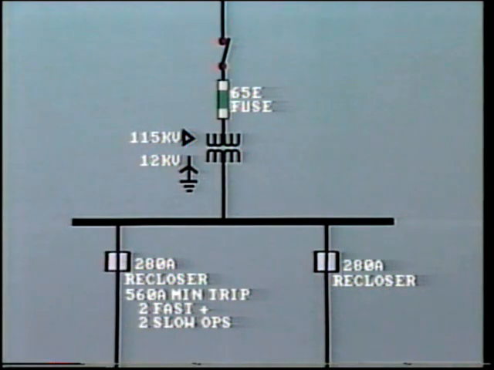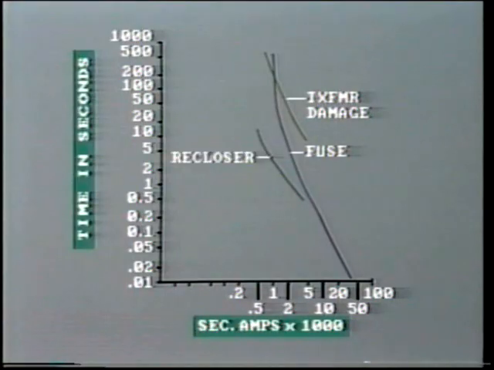Another arrangement here, commonly used on distribution circuits, shows the transformer secondary connected directly to the bus, which in turn feeds several feeders through reclosers. Once again, the feeder recloser should lock out for a permanent fault. If not, the high voltage fuse on the primary should operate to protect the transformer.